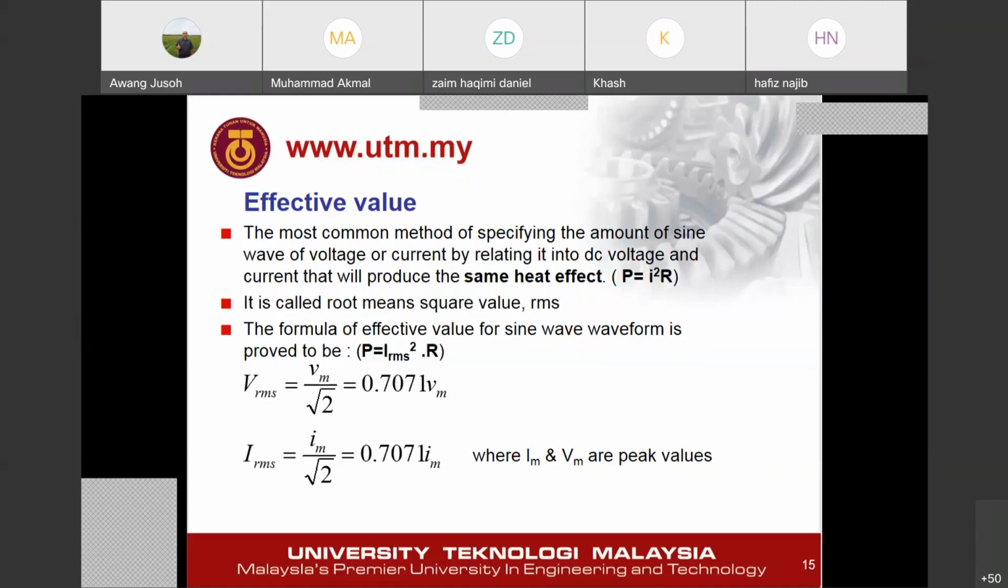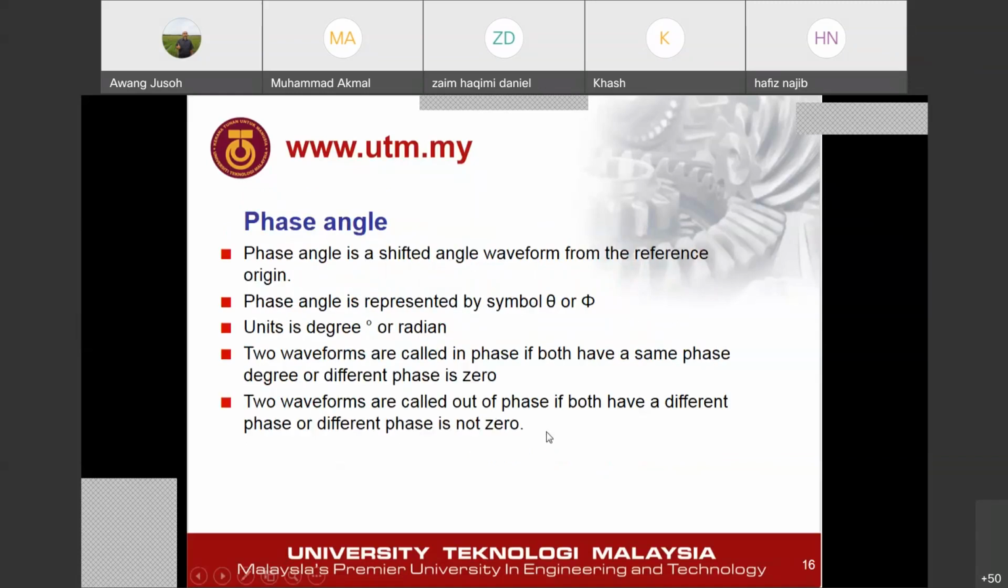Any more questions? Okay, phase angle. What is phase angle?